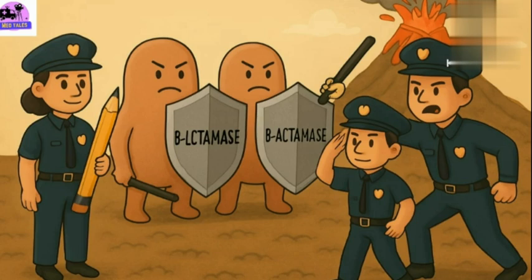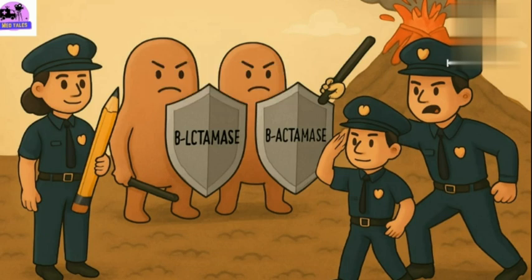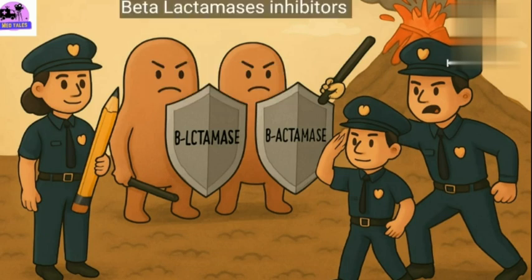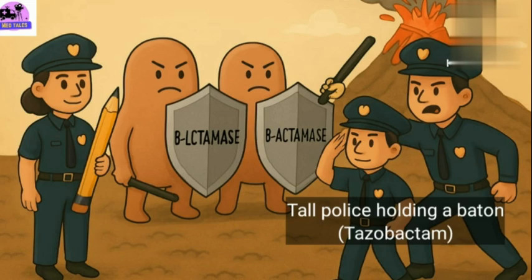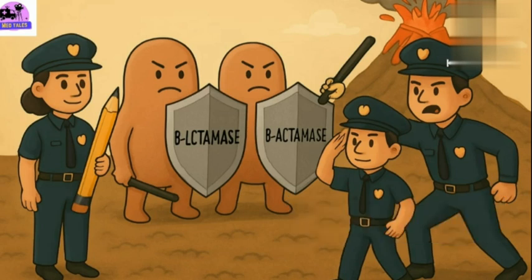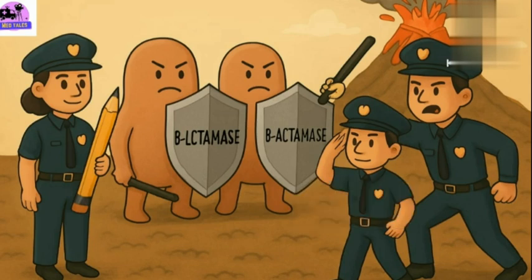Now, let's visualize beta-lactamase inhibitors with a memorable scene. Imagine bacterial security guards. They represent beta-lactamases, standing watch to neutralize beta-lactam antibiotics before they can interfere with bacterial cell wall synthesis. But now, reinforcements arrive, our beta-lactamase inhibitors, each with a distinct role. A towering volcano erupts, symbolizing clavulanic acid, a powerful inhibitor with a dramatic impact. A tall police officer, firmly gripping a baton, stands for tazobactam, ready to control resistance. A saluting officer represents sulbactam, standing in defense against beta-lactamase activity.